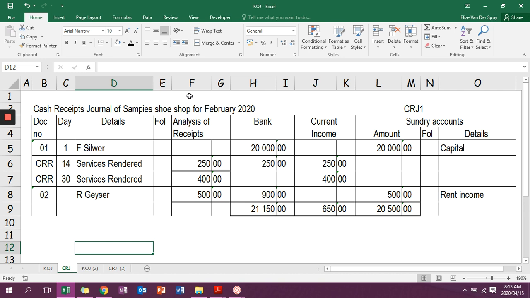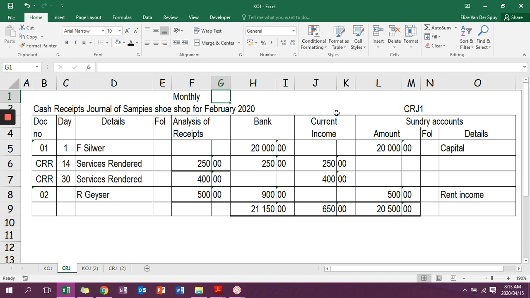And it's important to know that we are going to do the CRJ monthly. Right, so each month we will have a new CRJ. So we will have 12 CRJs that will follow on each other. This one is CRJ number 1, so this will be the first one. That tells me that this business probably started at the beginning of February, because this is the first CRJ. And I need to have 12 CRJs in a financial year.